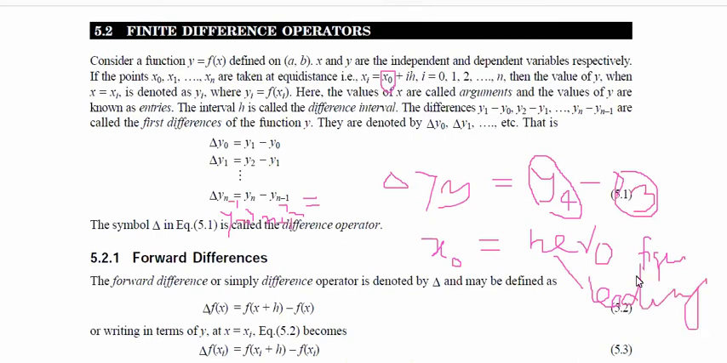This argument is very prominent, and therefore it is the leading argument. The difference in which y naught is involved, meaning x naught will be involved, is known as the leading difference. Leading argument, then leading difference.